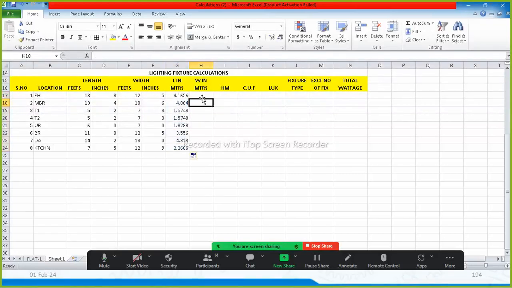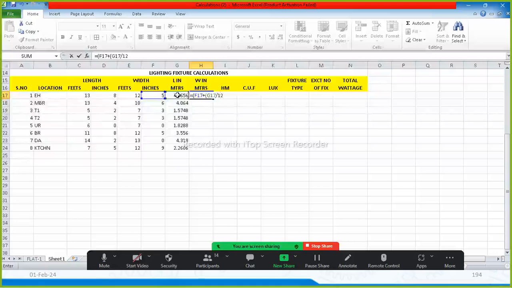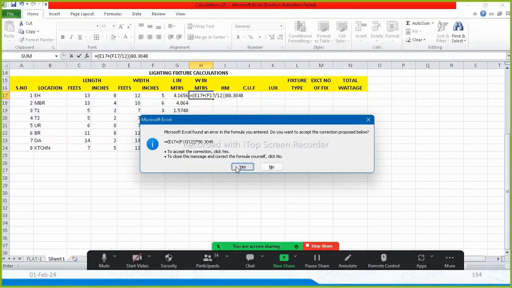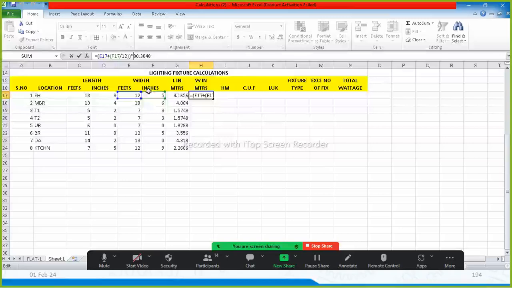So I got the value total in meters. The same I'll apply for the width in meters. So that is equal to feet plus bracket open again inches divided by 12, then bracket close, whole bracket close into 0.3048. Okay, so you got it in meters. Sir, this is wrong. You selected the wrong bracket for inches. So feet plus inches divided by 12 into 0.3048. Okay, 3.7846.